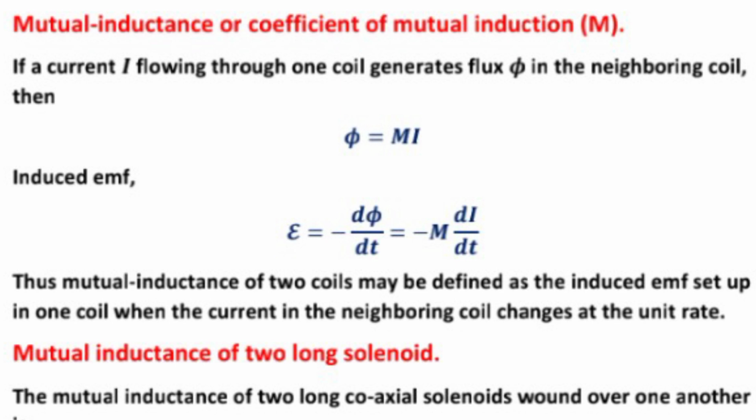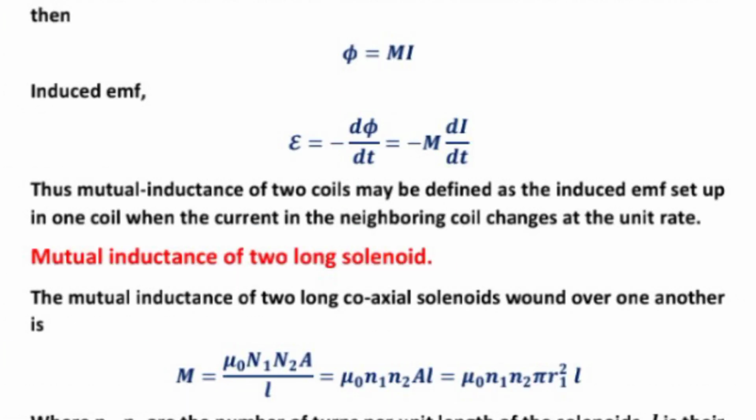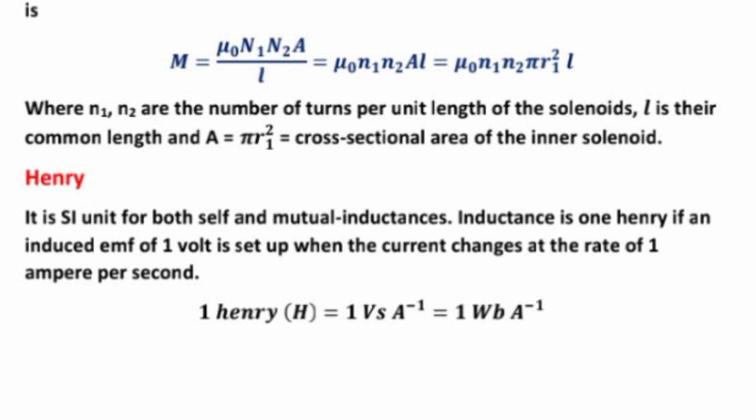Mutual inductance of two long solenoids. The mutual inductance of two long coaxial solenoids wound over one another is M equal to mu 0 N1 N2 A upon L, which is mu 0 N1 N2 AL, which is mu 0 N1 N2 pi R1 square L, where N1 and N2 are the number of turns per unit length of the solenoids. L is their common length, and capital A equal to pi R1 square is the cross-sectional area of the inner solenoid.